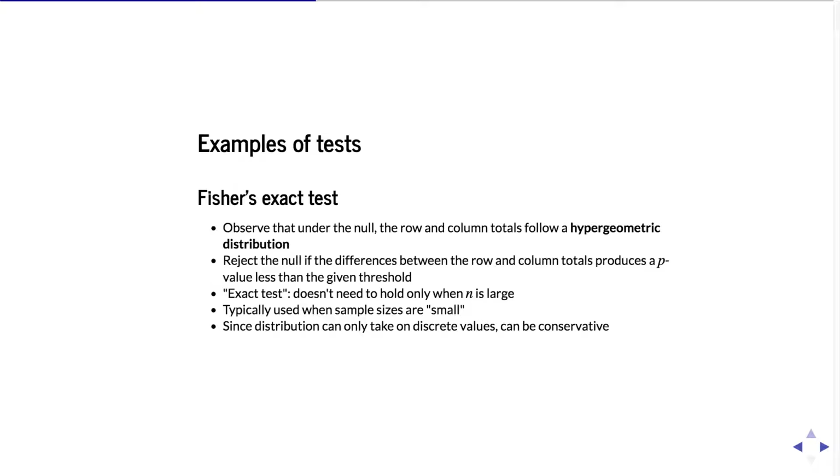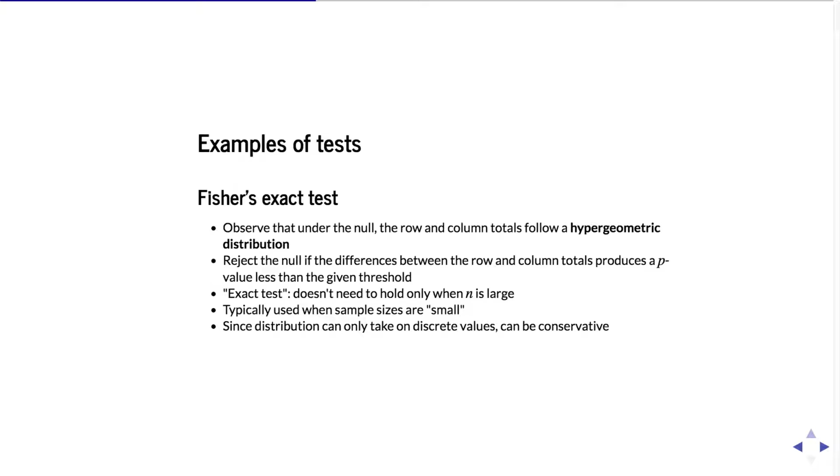This is referred to as an exact test because it's computing the value precisely for the number of samples that you have. So it doesn't need to hold only when n is large. People will often use this when sample sizes are very small and asymptotic tests don't hold, but you could use this for any size test. It's got a few issues. One is people argue about the fact that you're conditioning on the marginals. I don't fully understand the arguments that they make about that.